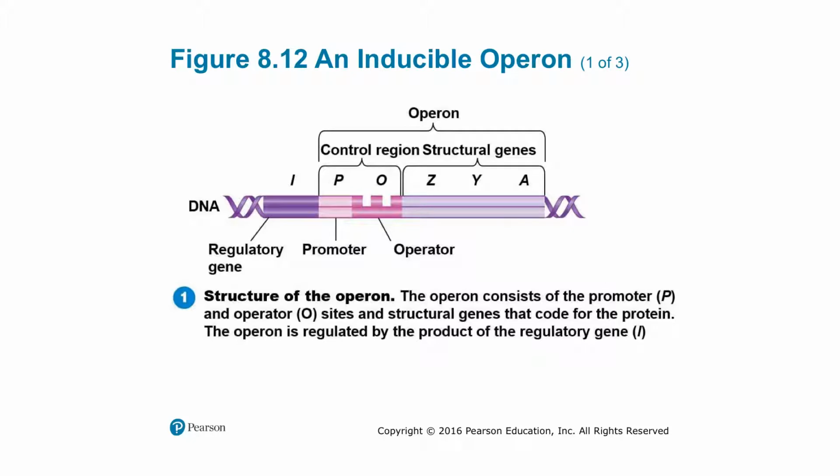And so here you can see this. So we've got the operon here. And so the structure of the operon consists of the promoter and the operator sites and the structural genes that code for the protein. The operon is regulated by the product of the regulatory gene I.